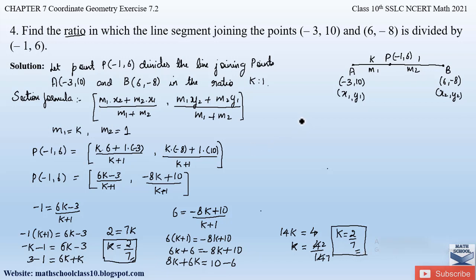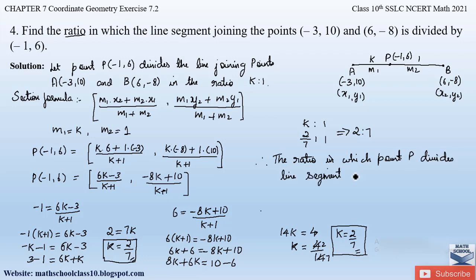Now initially we had assumed the ratio to be k is to 1, right? So here we got the k value as 2 by 7 is to 1. Now this 7 is multiplied here, so the ratio becomes 2 is to 7, or when you multiply by 7 on both sides, 7 into 2 by 7, the 7s get cancelled, and again multiplying by 7 here you get 2 is to 7. Therefore you can write down that the ratio in which point P divides the line segment is 2 is to 7. So this is how we solve this problem.